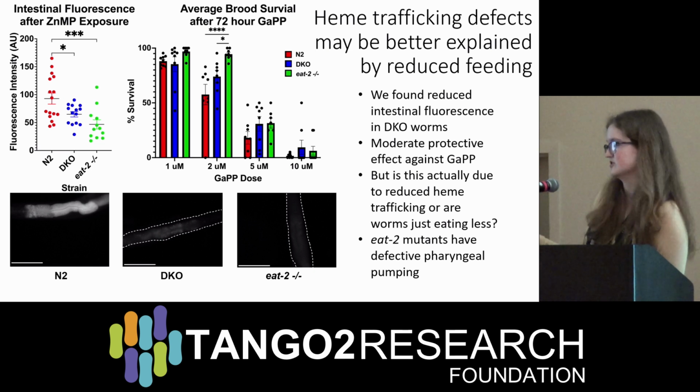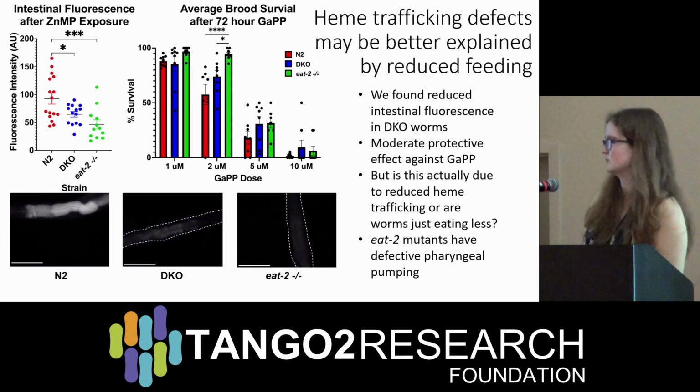So imagine this is red. My pictures are in black and white. And we found that when worms didn't have TANGO2, the level of fluorescence in the intestine actually went down a little bit, which we thought was interesting. We weren't really sure why.